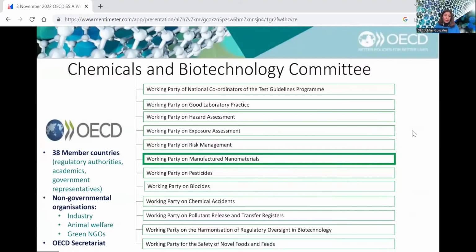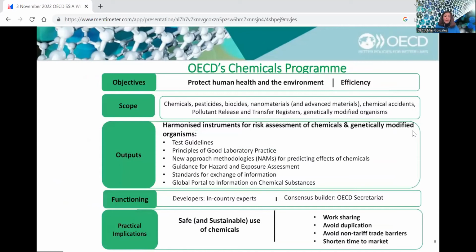For those of you that are new to the OECD, this is an intergovernmental organization, typically regrouping policymakers. The work that we're going to be presenting today is done under the umbrella of the Chemicals and Biotechnology Committee, and in particular by the Working Party on Manufactured Nanomaterials. This group combines expertise from governmental representatives, industry representatives, academia, environmental NGOs, and animal welfare organizations, who together pool the expertise and find the way forward that is suitable for all the participating stakeholders. The OECD Chemicals Committee and all these groups work together with the same aim, which is to develop harmonized instruments for the safety of chemicals.